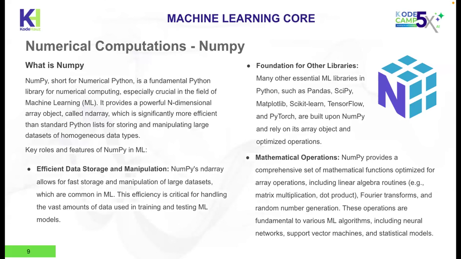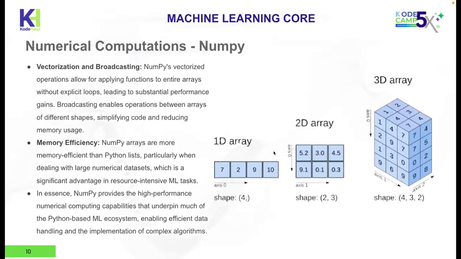Fourier transforms, random number generation, these are all part of what NumPy can do, and these are all very, very fundamental for machine learning, training and algorithms, right? Including neural networks, support vector machines and the statistical models, the Bayesian statistical models, and so on. So the other things that NumPy is really good at doing is what we call vectorization and broadcasting.